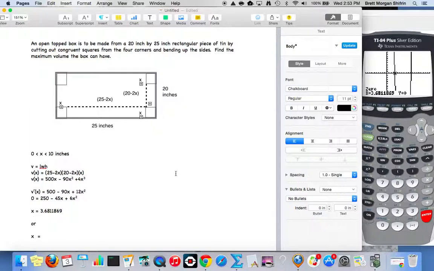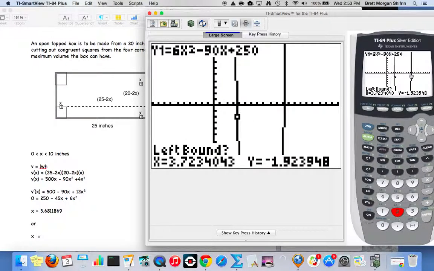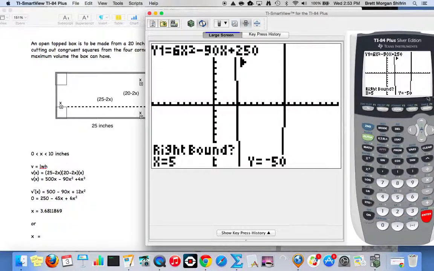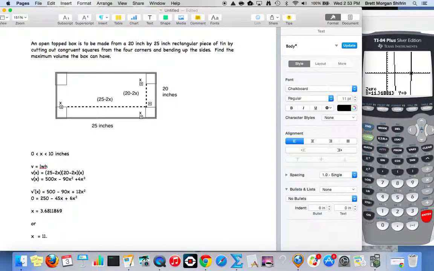Let's find this other one. Second calc, 0. I'm looking for a number to the left of here, but not past here, so maybe 5. A number to the right of that, which maybe is 15. And I guess. And I get 11.318813. Now, some of you might be remembering I can only use a length of that square between 0 and 10. So this should be my answer, right?